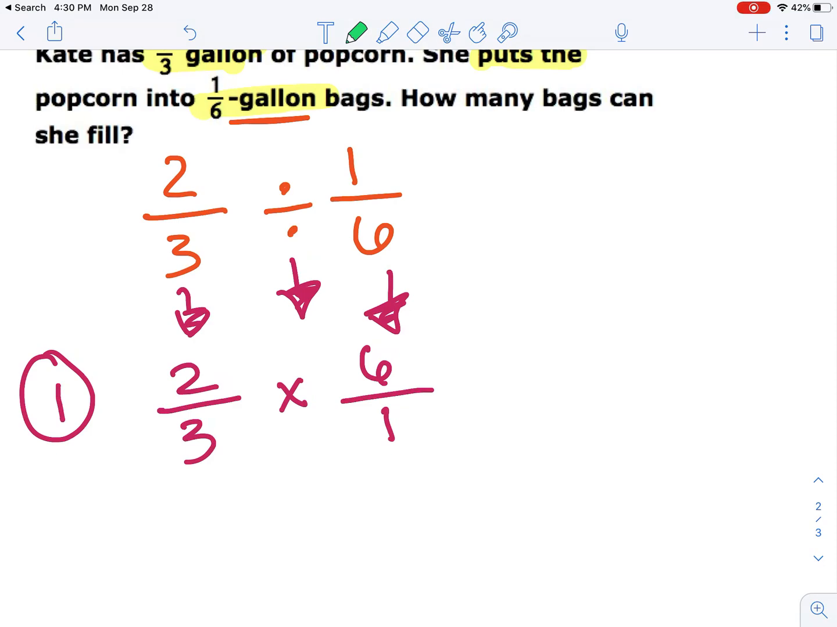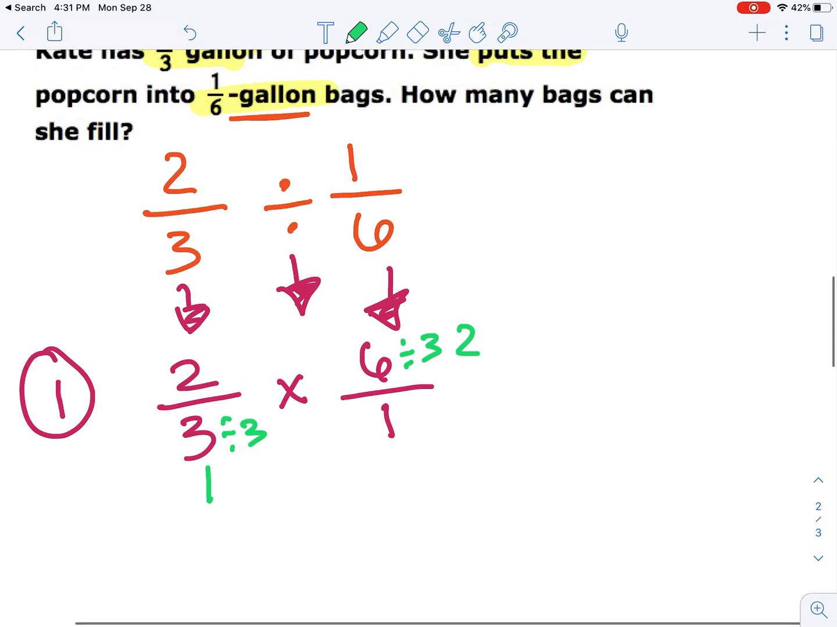Let's start by simplifying before we multiply. Just as a reminder, to simplify before you multiply, you want to look at the diagonals. Let's start by looking at my first butterfly wing, 2 and 1. There is nothing we can simplify 2 and 1 by, so we're going to leave those alone. But let's look at our other diagonal, 3 and 6. We can definitely simplify 3 and 6. I'm going to divide both of these by 3. When I divide 3 by 3, I'm left with 1, and when I divide 6 by 3, I'm left with 2.